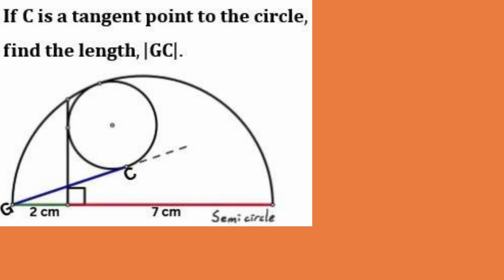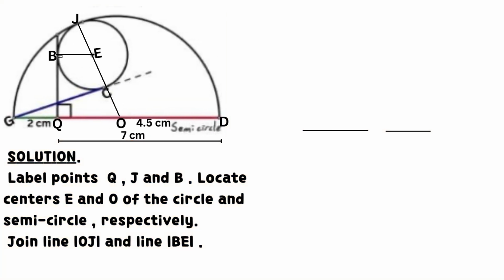What is the value of length GC? Solution. Label points Q, J, and B. Locate centers E and O of the circle and semicircle, respectively. Join line OJ and line BE.